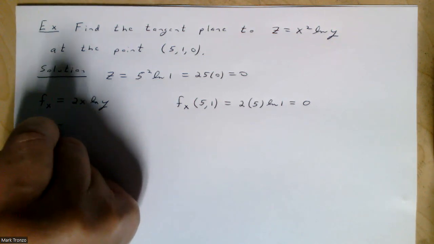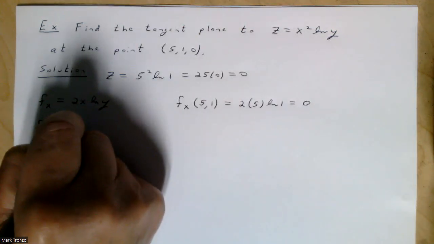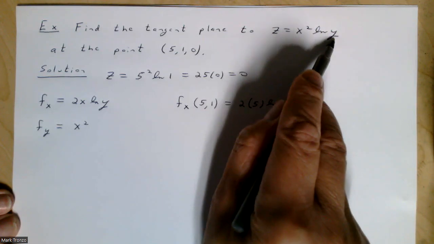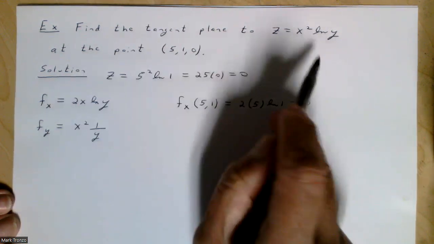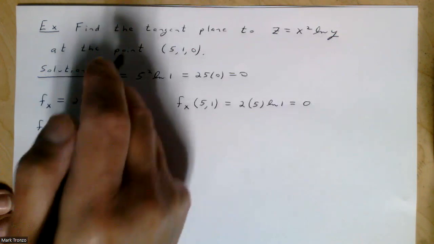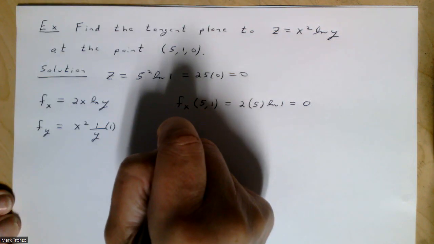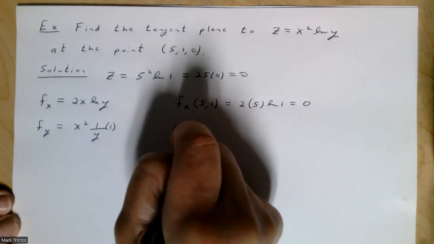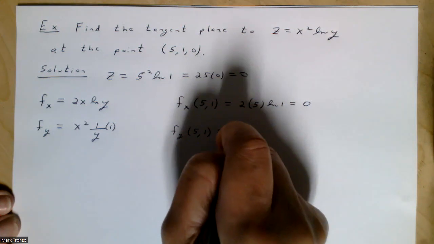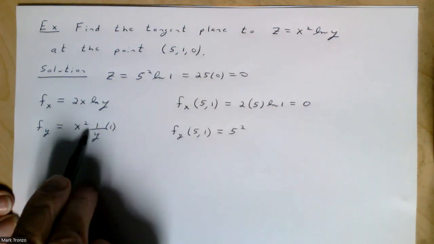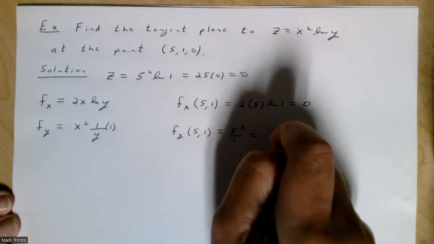Find the derivative with respect to y, again, holding everything else constant. So we do that, we get x squared. Of course, remember for log, you do 1 over whatever the argument is, times the derivative of that with respect to y, which is going to be 1. And let's evaluate that at x naught, y naught. That's going to be 5 squared divided by 1. That's 25 over 1, which is 25.